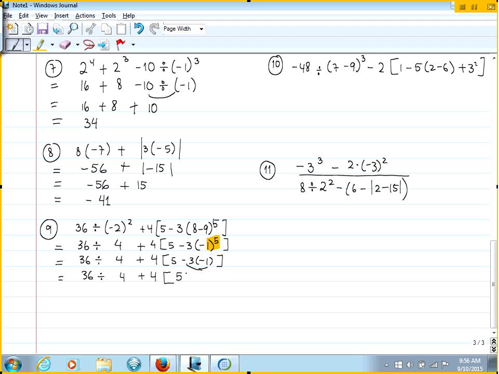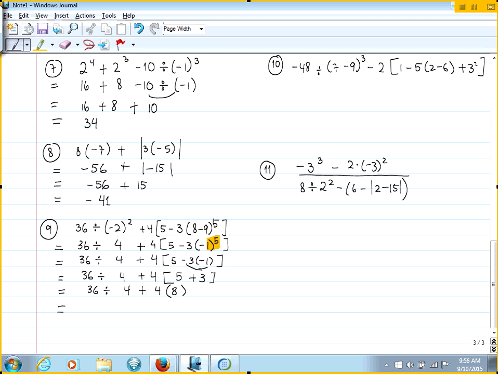If you know this is 8, that's good. But if not, then what do we do here? This is 5 plus 3. Yes. Alright. So this is 36 divided by 4 plus 4 times, what is 5 plus 3? 8. Now here I'm not going to use brackets anymore. I'm just going to use parentheses. Alright. Now what do we do next?